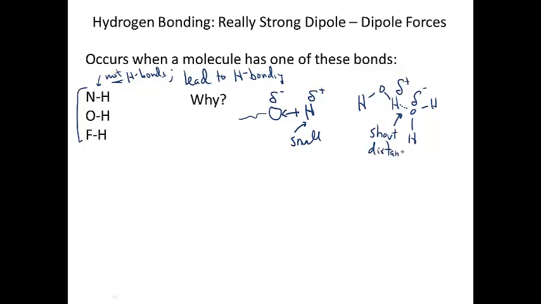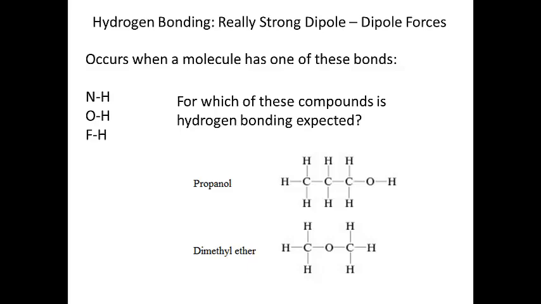And so the combination of the short distance and the strong polarity of that bond leads to particularly strong interactions between those partially positive and partially negatively charged atoms. The way you tell whether hydrogen bonding is possible or not is you just look for these bonds inside a molecule. The FH one is easy because the only molecule that has an FH bond is HF. But for the other ones, there are lots and lots of molecules that have either OH bonds or NH bonds.